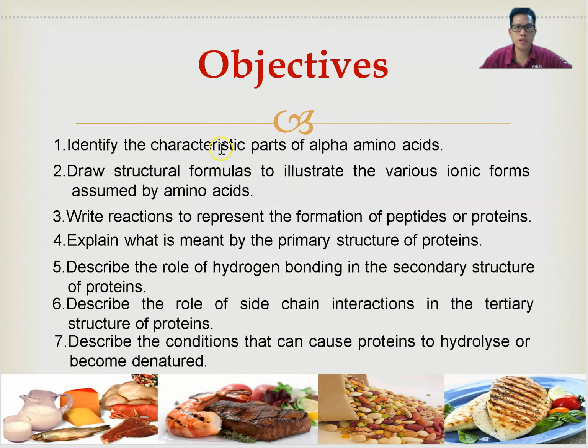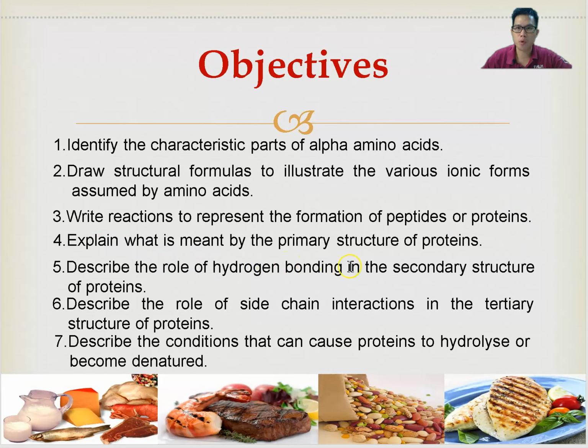So what are the objectives? Objectives are to identify the characteristic part of alpha amino acids. So we're going to talk a lot about amino acids. Draw the structural formula to illustrate the various ionic forms assumed by amino acids. Write reactions to represent the formation of peptides and proteins. Explain what is meant by primary structure of proteins.